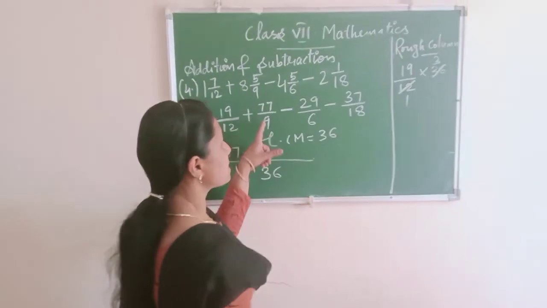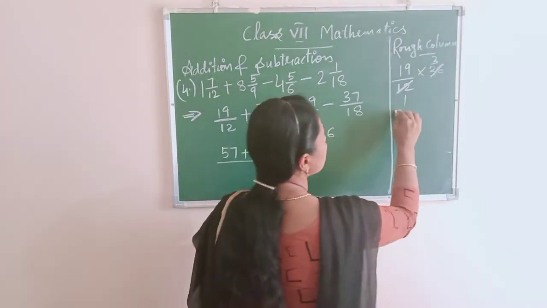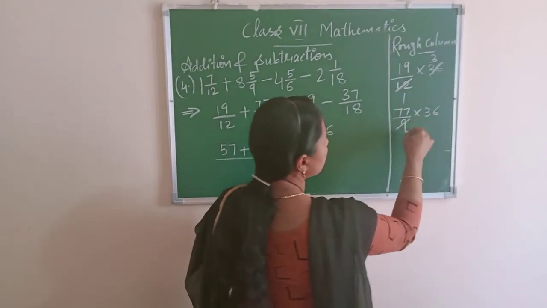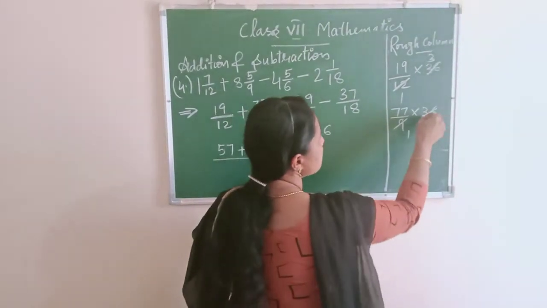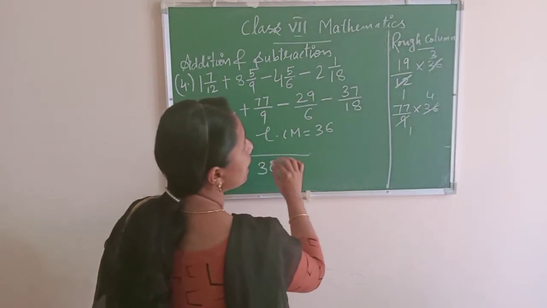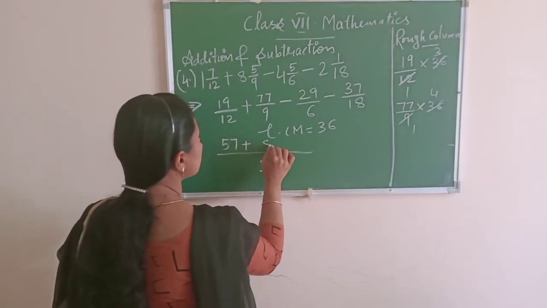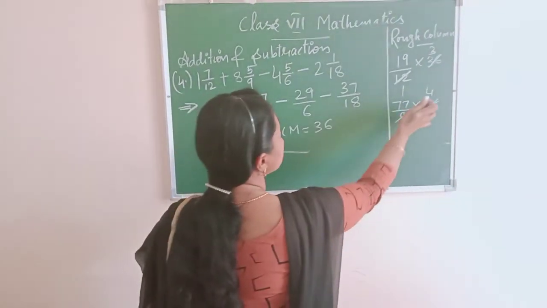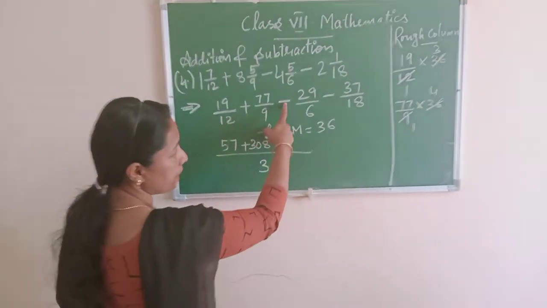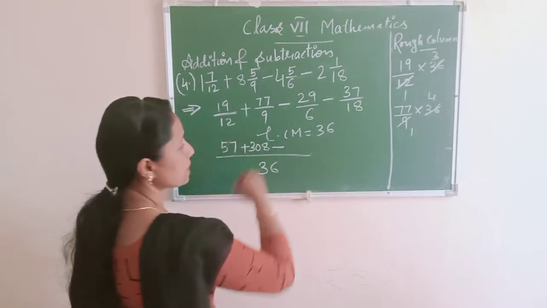And the second fraction, 77 upon 9 multiplied by 36. 9 divided by 9, 1, and 36 divided by 9, 4. 77 into 4. See the answer: 7 4s are 28, 2 remainder. 7 4s are 28 plus 2, 308 will come. The next sign is subtraction, that's why I am putting the subtraction sign here.